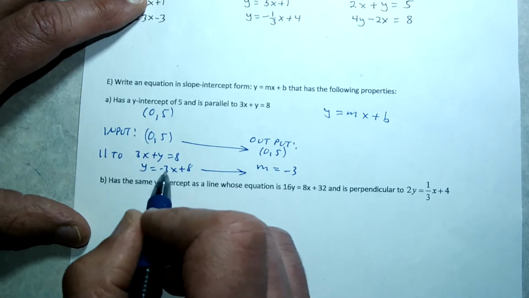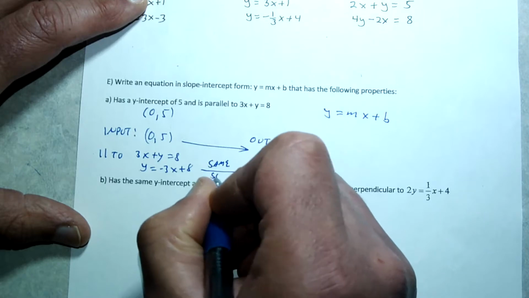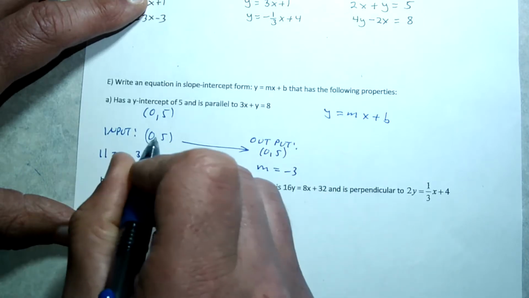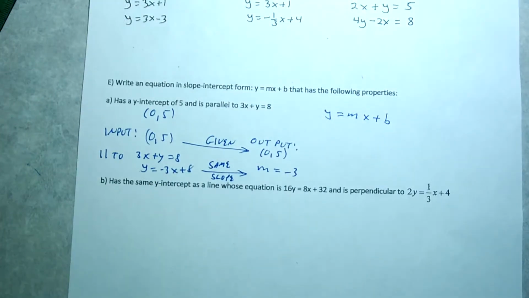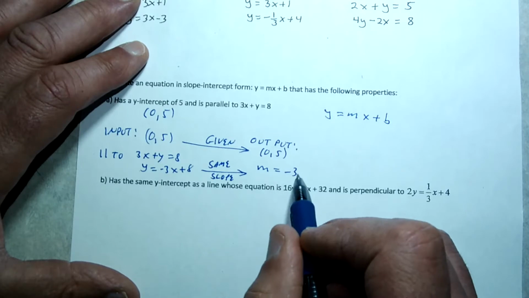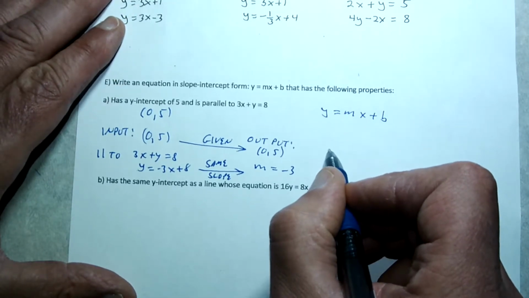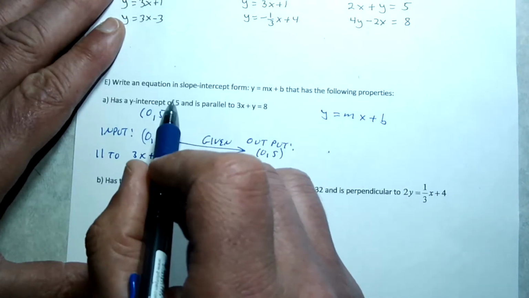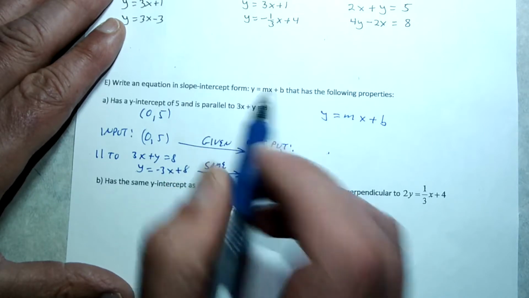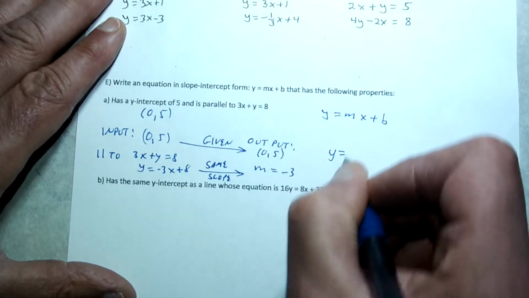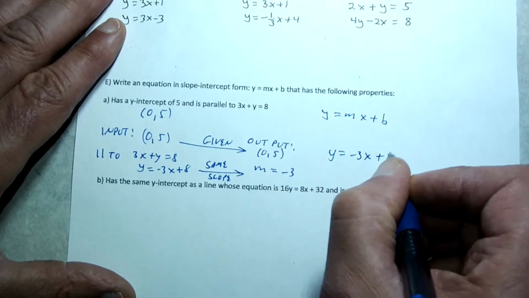We knew we were parallel to this, so the same slope. And we were already given a y-intercept of 5, so that was given. Okay, so we're going to go ahead and just use those two pieces of information, plug them into this equation, and we will have the equation that meets the following criteria: an equation that has a y-intercept of 5 and is parallel to this line. And so it's going to be y is equal to -3x plus 5.